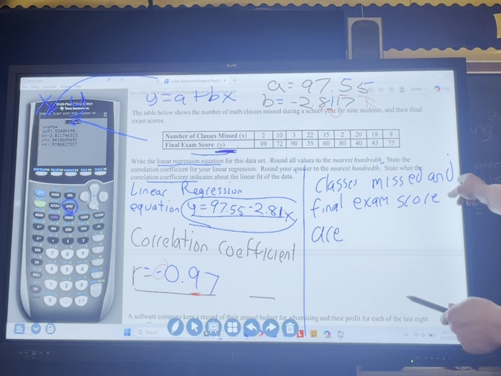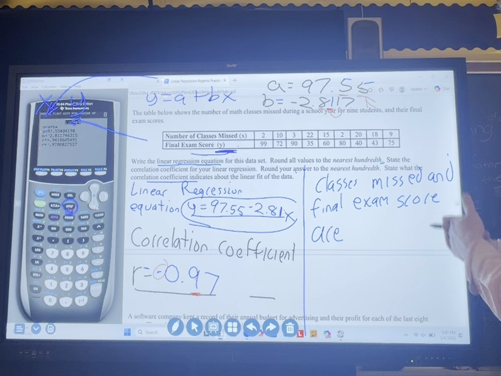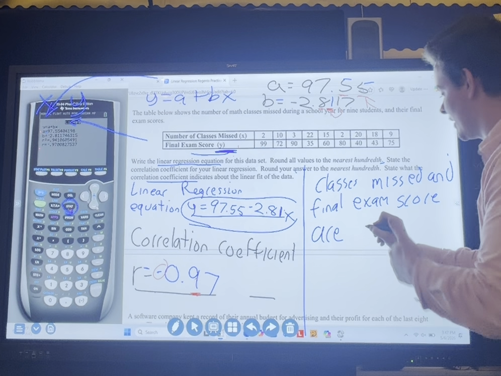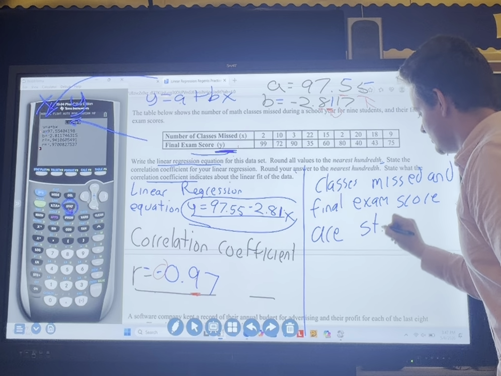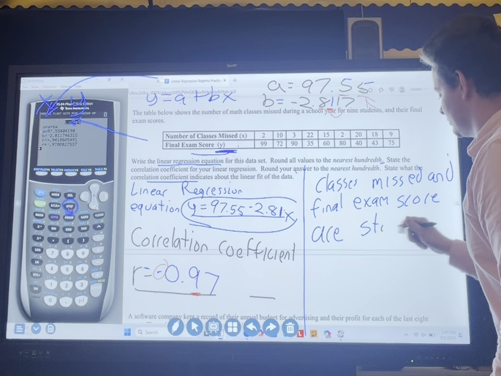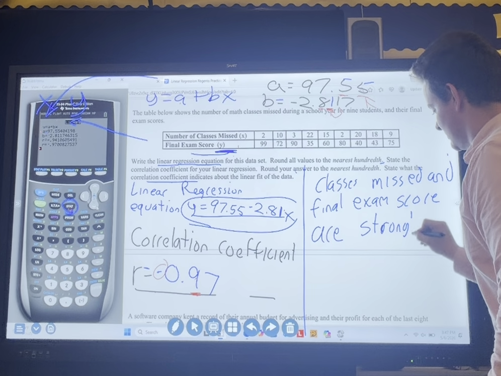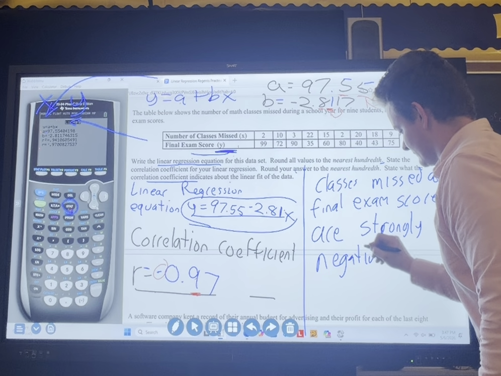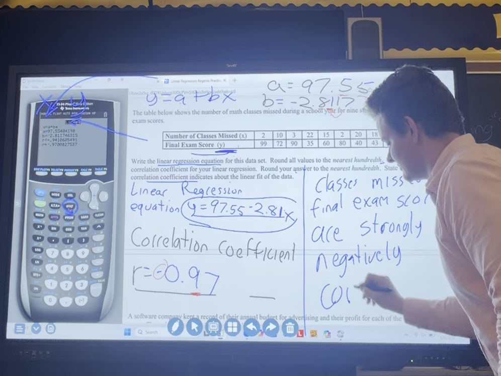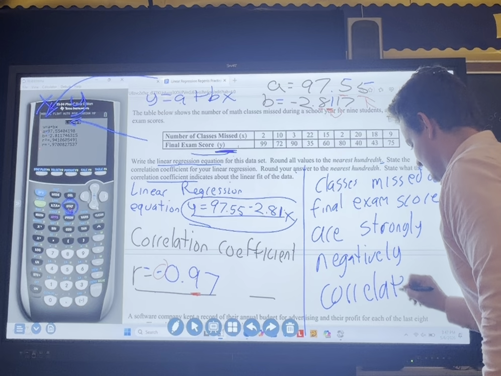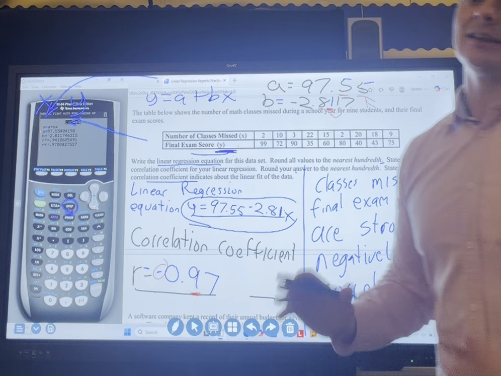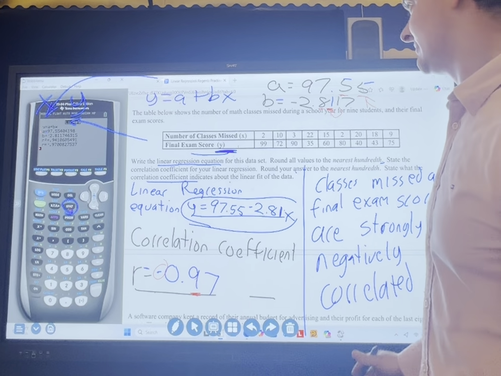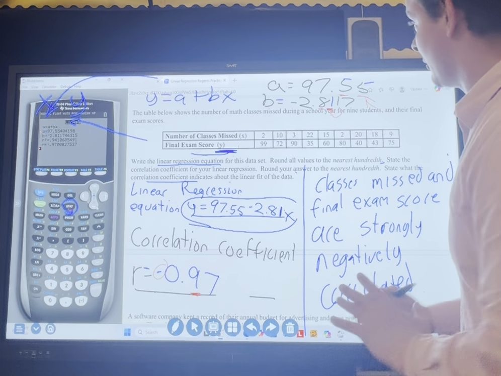So classes missed and final exam score are strongly negatively correlated. And that's it. Give me my 6 points. I think it's 6 points, but it's a lot of points. That's all I got to do.